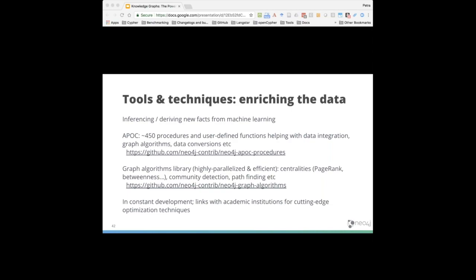The second facet is our graph algorithms library. And again, this is free to use.